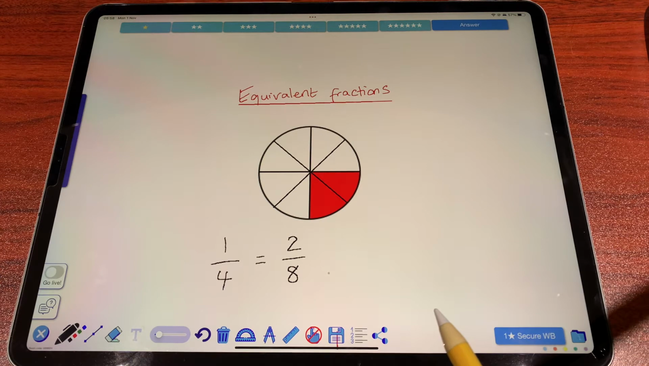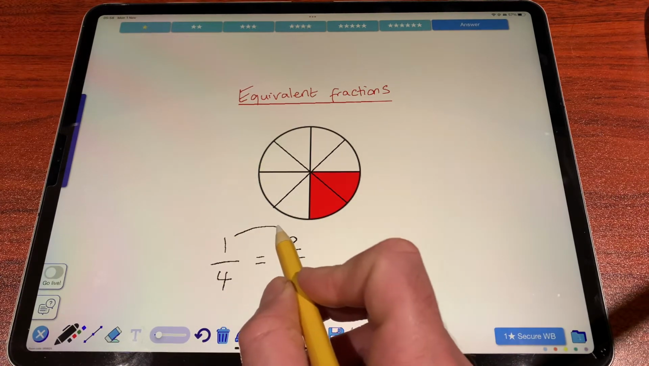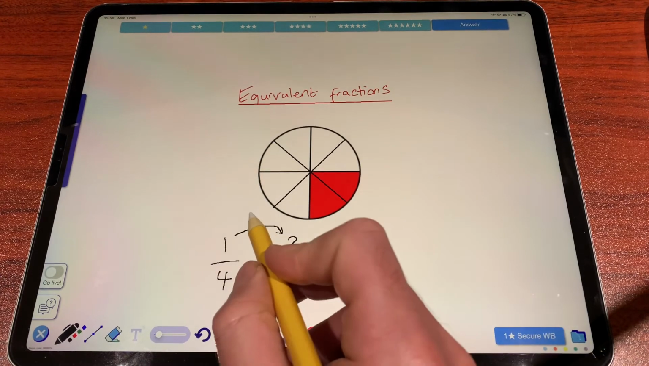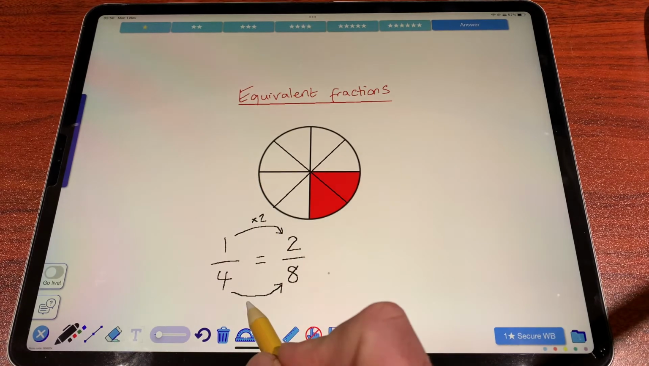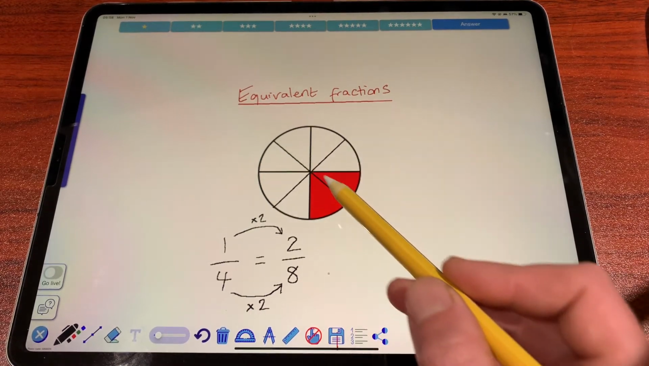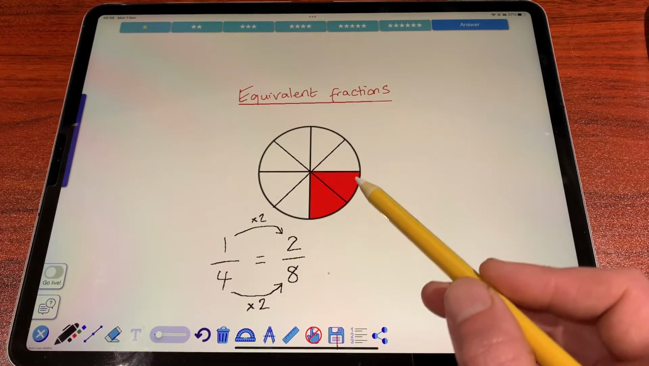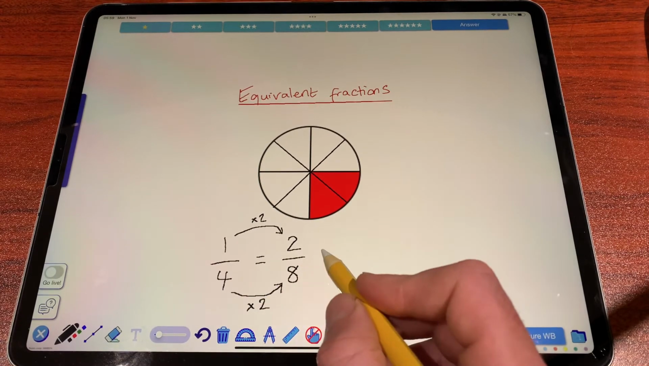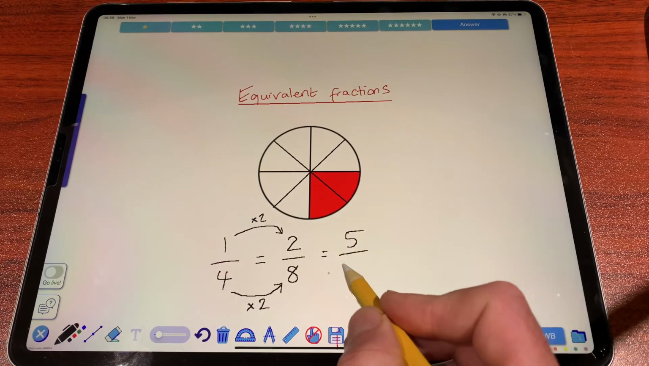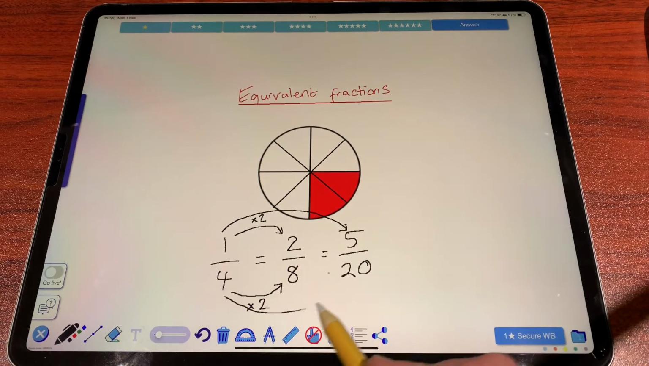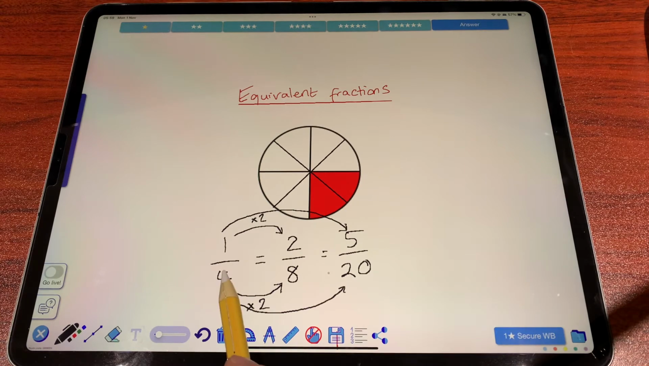In order to create an equivalent fraction, whatever you do to the top, you do to the bottom. In this case, I times the top by 2 and the bottom by 2, simply because I doubled the number of sections that there were, and I also doubled the number that was shaded. Another example of an equivalent fraction to 1/4 would be 5/20, simply because I times the top by 5 and the bottom by 5. All of these are equivalent fractions because they share the same value.